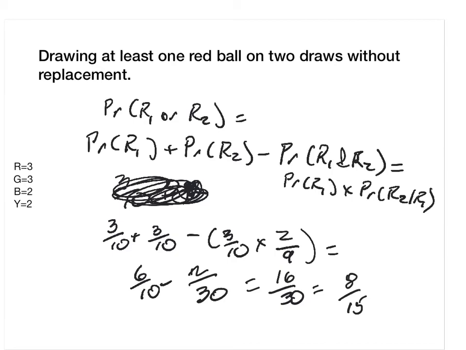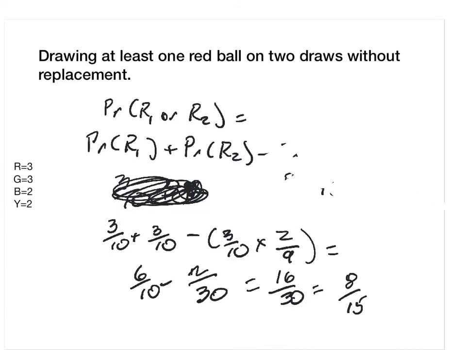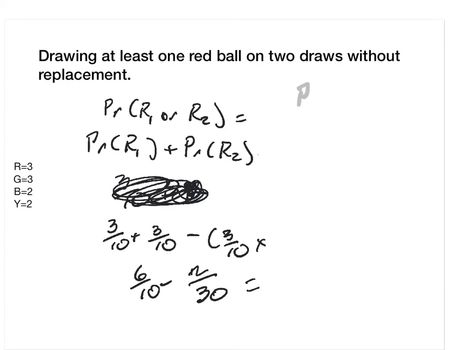Okay, so let me see if I can do it right. Well, let me see if I can erase something here. So that would be maybe, here we go. Give me a little room there. Okay. Here we go.